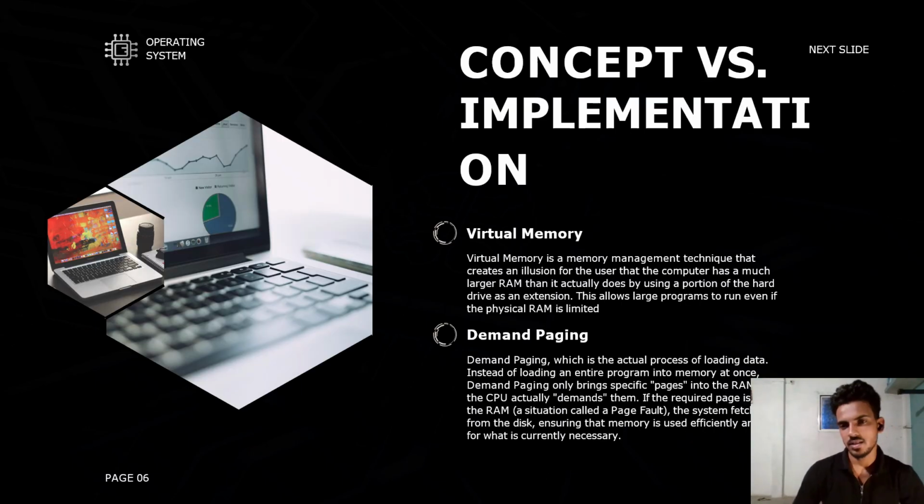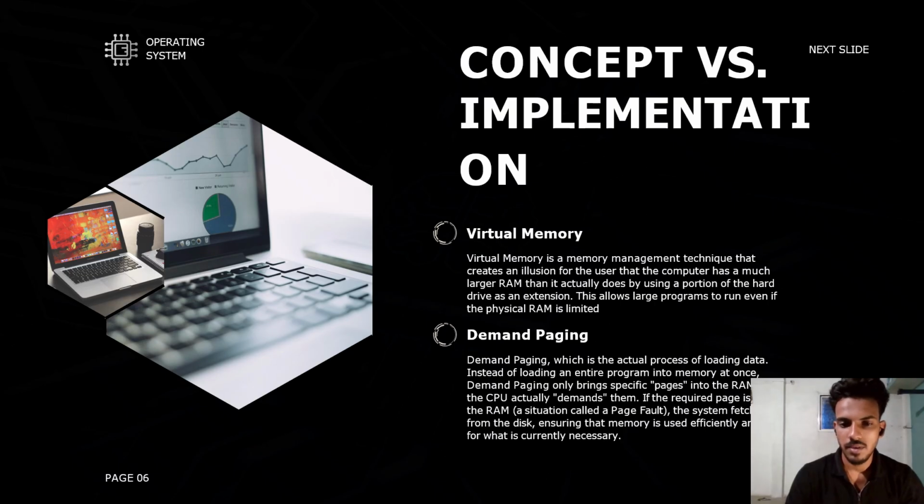Concept and implementation. There are two types: virtual memory and demand paging. Virtual memory is a memory management technique that creates the illusion for the user that the computer has a much larger RAM than it actually has, by using a portion of the hard drive. This allows large programs to run even if the physical RAM is limited.